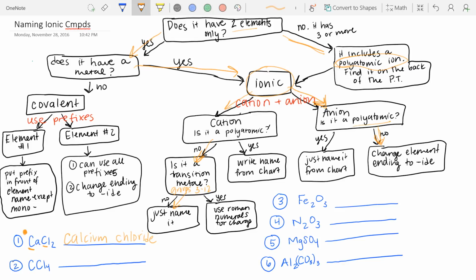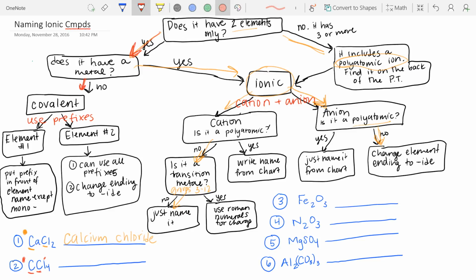Now let's look at our next example. We're going to use a red color to represent CCl4. So now the question is, does it have 2 elements only? I see a capital C here and a capital C here. This one's a little tricky, but this is indeed a lowercase l. So the answer is yes, I only have 2 elements. Now, does it have a metal? Well, carbon, my C, is a nonmetal, and chlorine is also a nonmetal, so the answer is no.